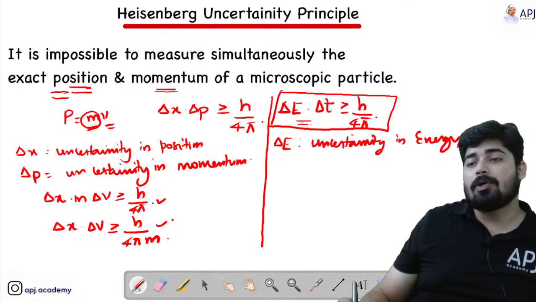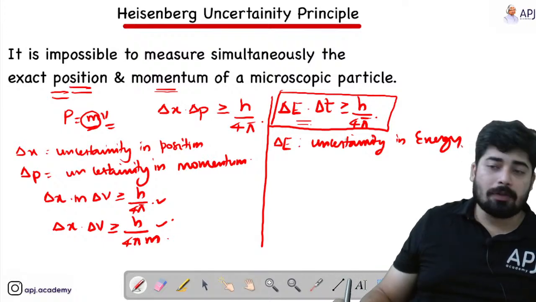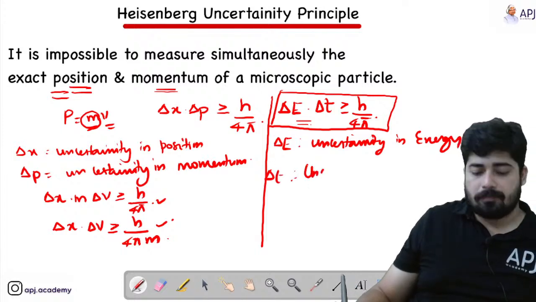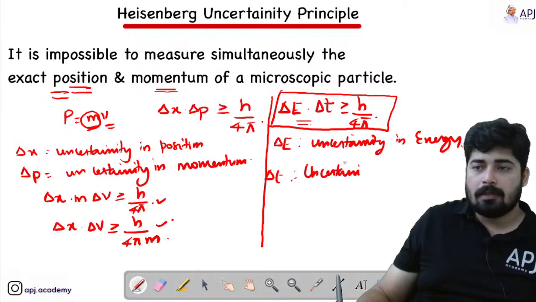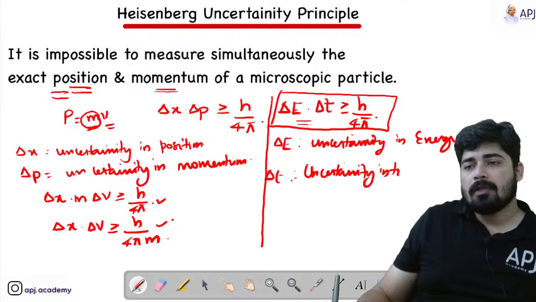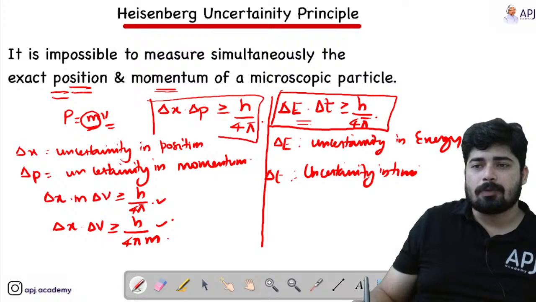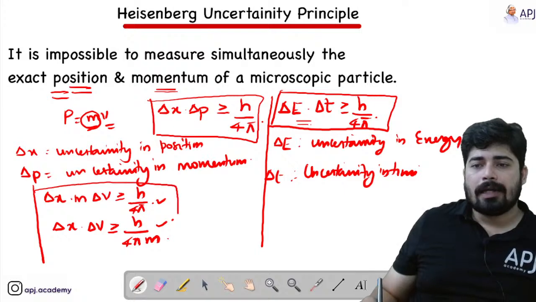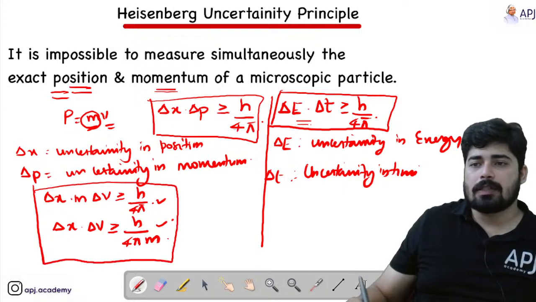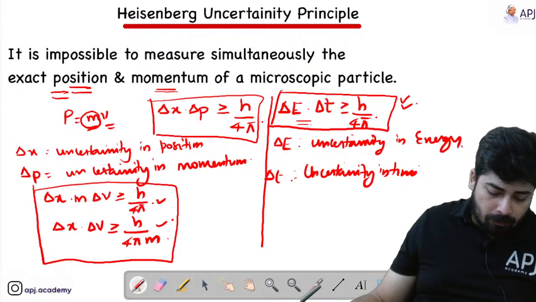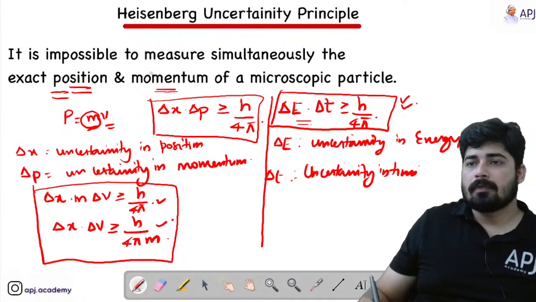Okay, so delta E into delta T is greater than or equal to h by 4 pi, and delta T is uncertainty in time. So all these equations are important. These equations you will normally see in the textbook. Especially you have to be aware of this equation, delta E into delta T greater than or equal to h by 4 pi. Clear? Next one.